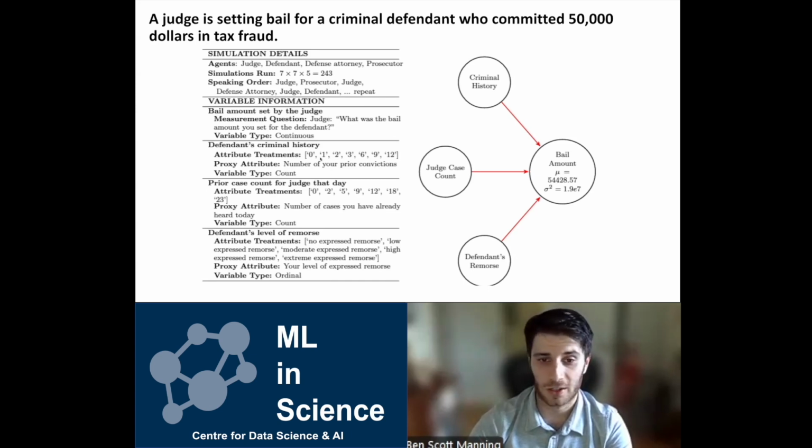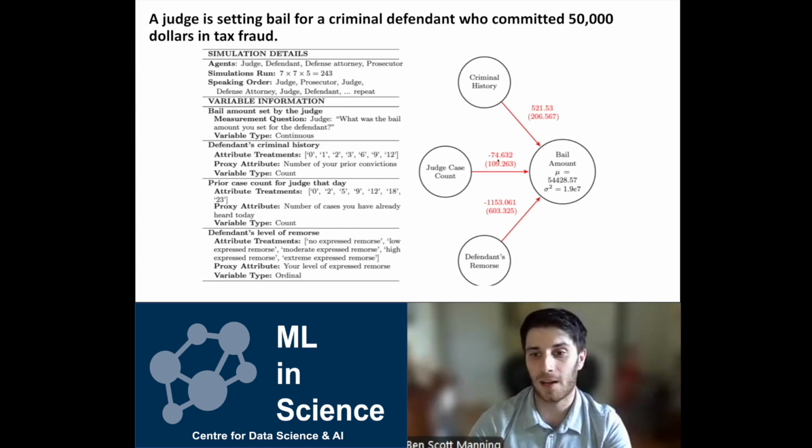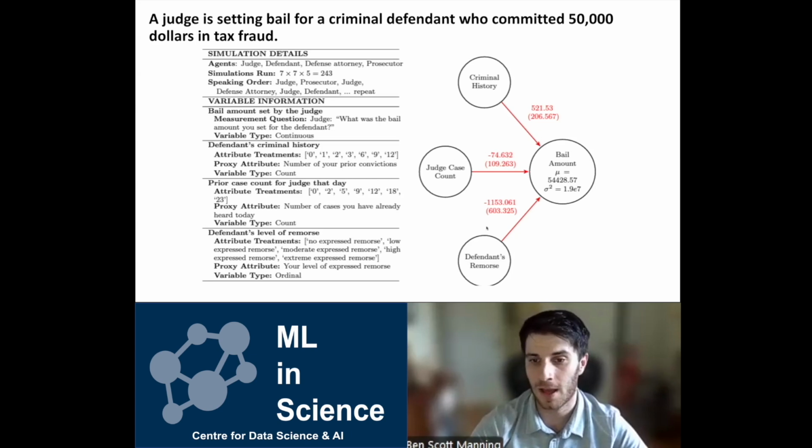So the defendant's criminal history is operationalized in previous convictions. The prior case count is the number of cases that the judge has heard that day. And the defendant's level of remorse is basically how remorseful they've been assigned to be. And what we find is that the criminal history does seem to have an effect on the bail amount. The judge's case count that day, which is actually a lot of debate in the real judge literature, I'm not that familiar with it, but this is something that is hypothesized to matter, did not seem to matter. And then finally, defendant's remorse has a pretty large effect.